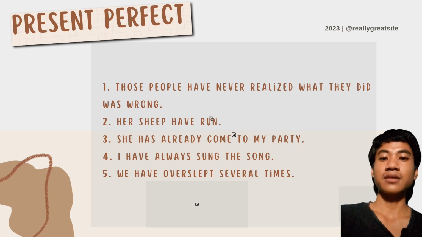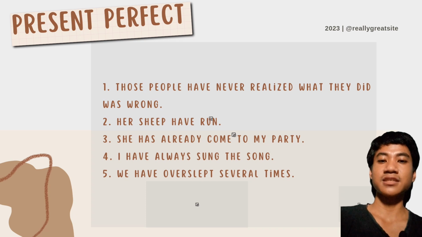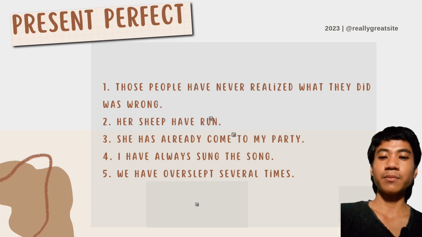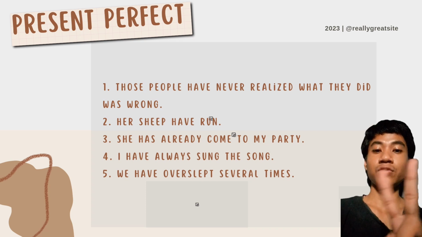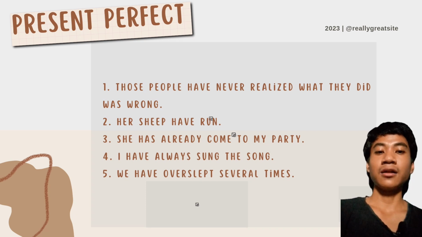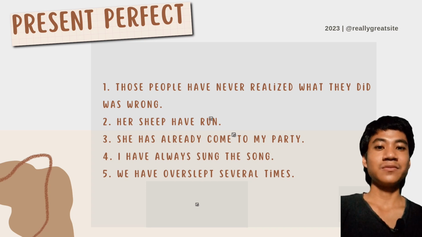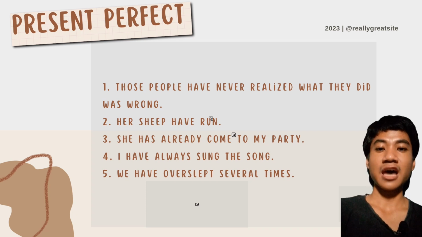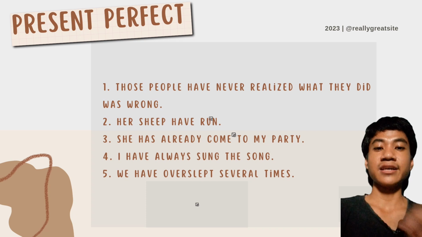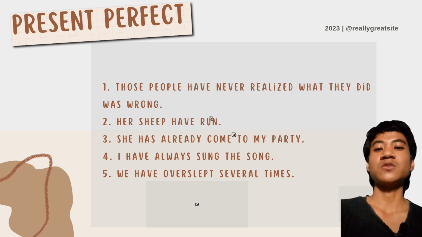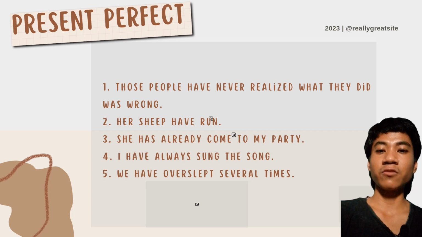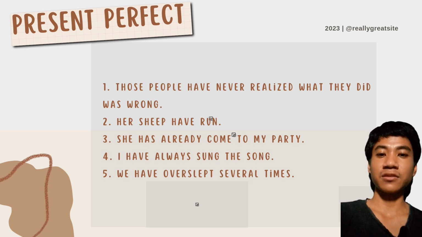For number 1, realize is realized. That means being a regular past participle. A regular past participle is when a verb adds ed at the end. Number 2 is still run. I know this is tricky because there are verbs that aren't regular. That means we have to simply memorize them. Same goes with the number 3. Number 4 is sung. That means it is irregular, and same goes with number 5, which is overslept.